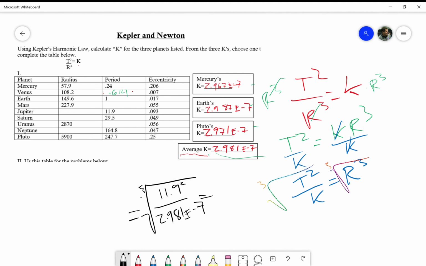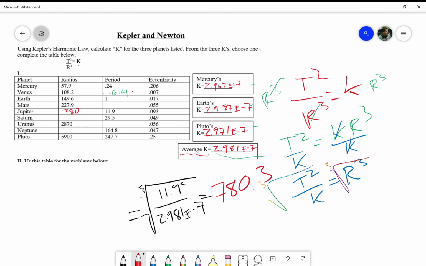11.9 squared divided by 2.981 times 10 to the, which is the 2 double E's on your calculator, negative 7. And I get 780.3. So the answer is 780.3. So the idea is we just figured out that Jupiter's radius is going to be 780.